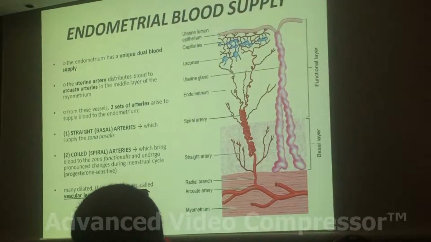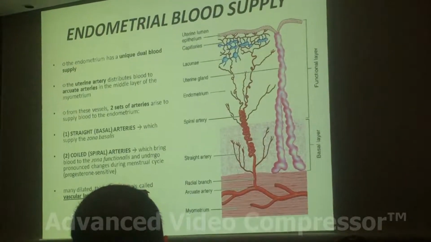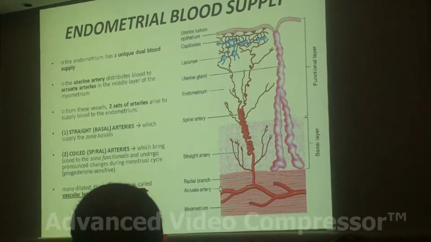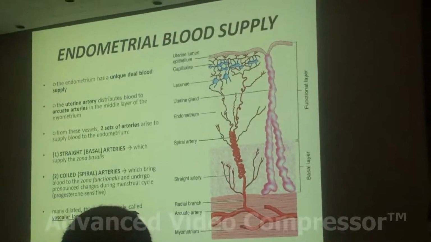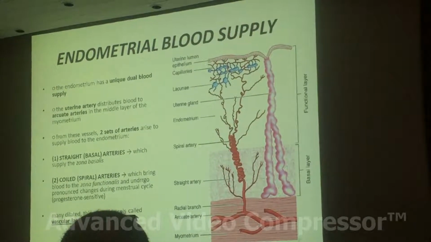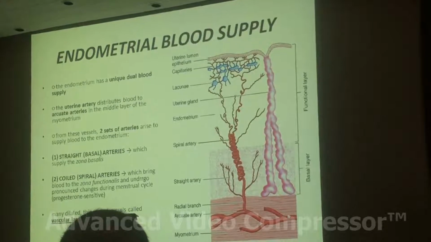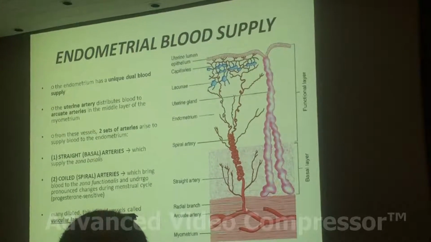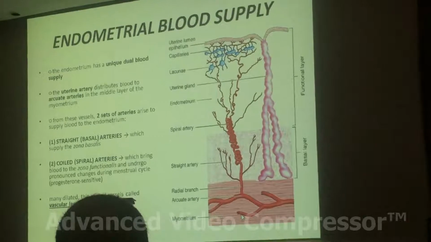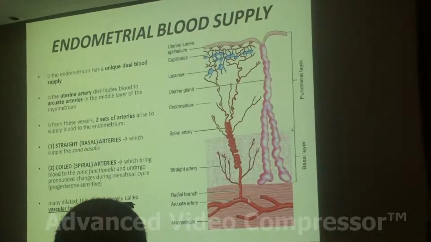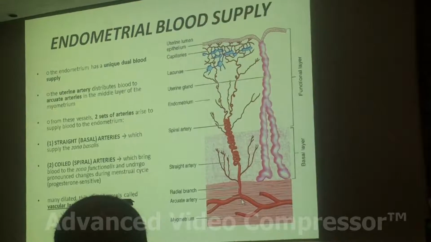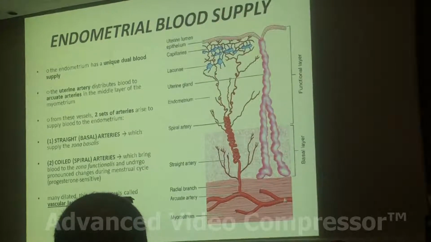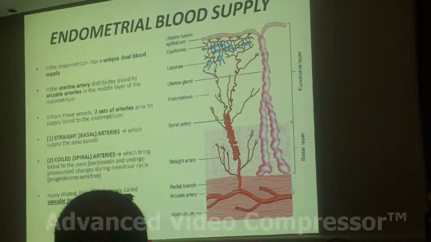Let's talk about the blood supply of the endometrium. What is the artery that supplies the uterus? The uterine artery, right? Branch of the internal iliac. The uterine artery, once it gains entrance into the uterus, into the middle portion of the myometrium, the circular layer, will give rise to what we call the arcuate arteries. Arcuate arteries are branches of the uterine artery found within the middle layer of the myometrium.